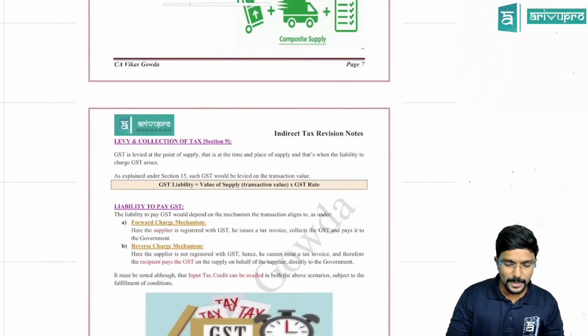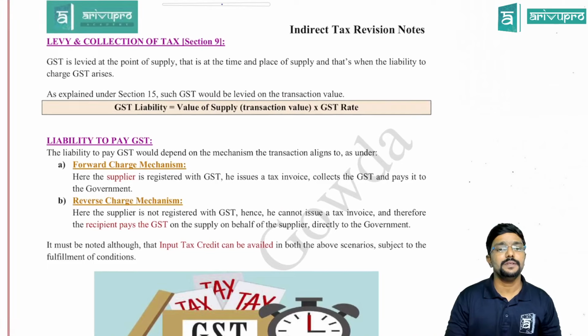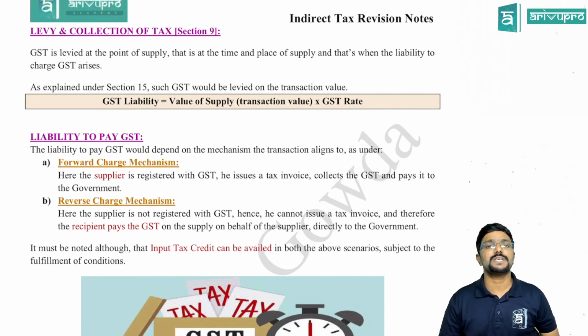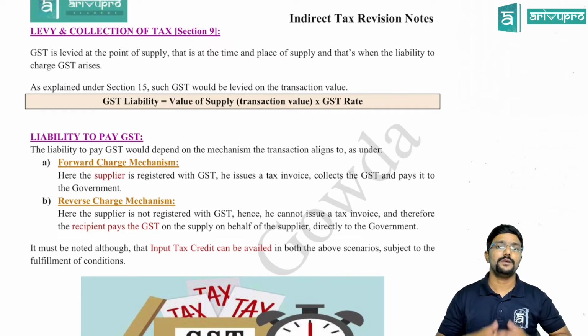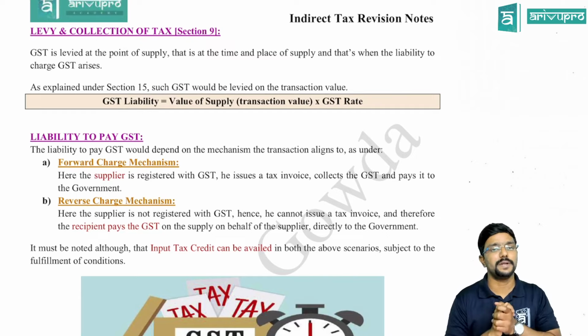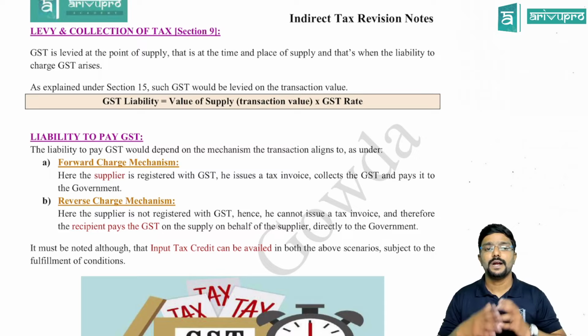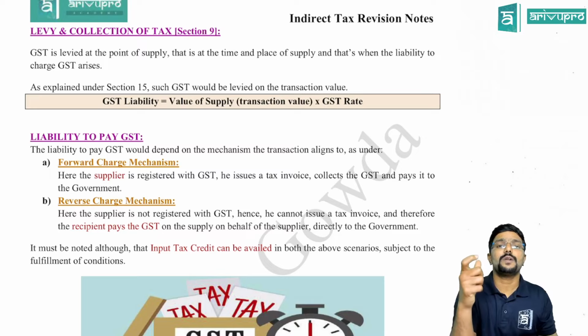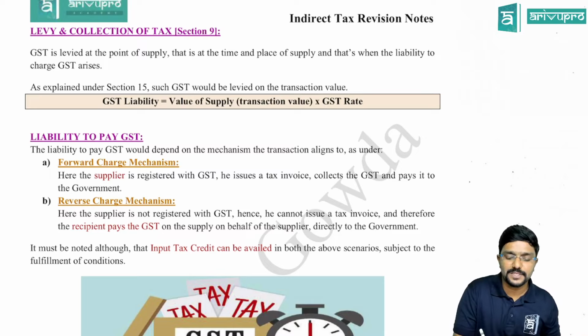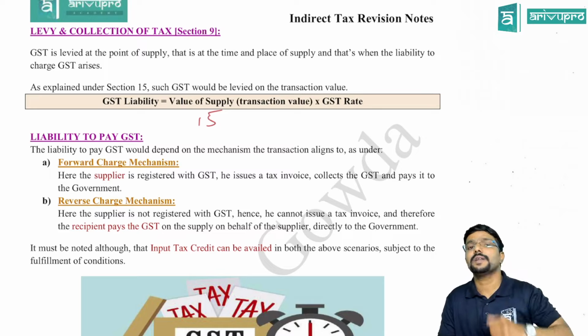Sure. Then coming to section 9, which talks about chargeability, and this is normal levy, where you have to pay tax at normal rates. GST is levied at the point of supply, that is the time and place of supply, and that's when the liability to charge GST arises. And time and place of supply we would be learning in the next chapter. So GST will always be levied on value. On what value? The value we will calculate as per section 15, at whatever rate is applicable.